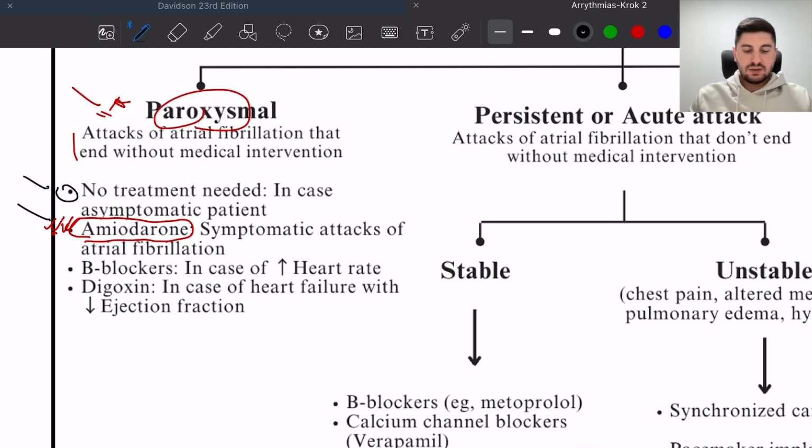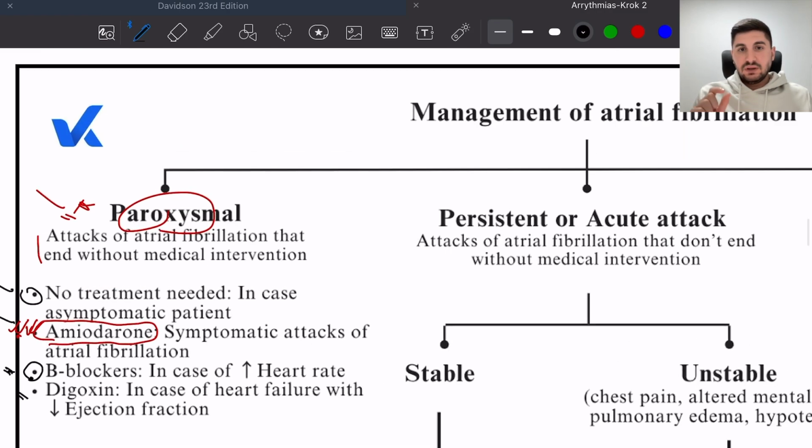It's an antiarrhythmic drug. We have other drugs for atrial fibrillation, but they don't mention them a lot in Krok, but they are present in books. So I will mention them. For example, beta blockers. Beta blockers, as you know, decrease the heart rate and can help to control the heart rate in atrial fibrillation. Digoxin is a drug used for heart failure to increase contractions of the failing heart, but it is also useful in atrial fibrillation because it can slow down the AV conduction.